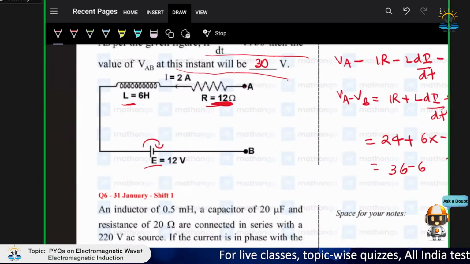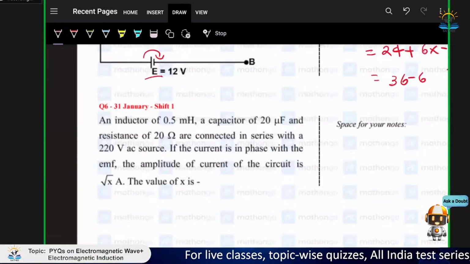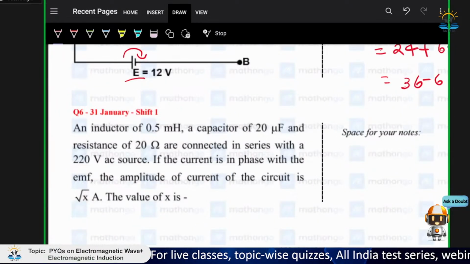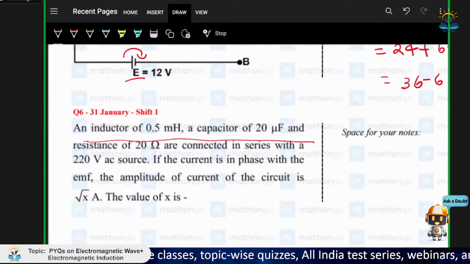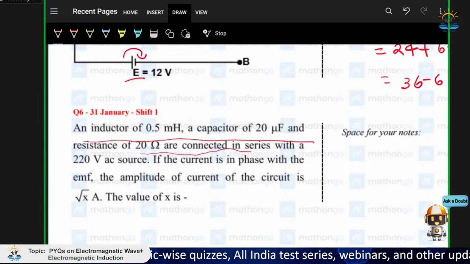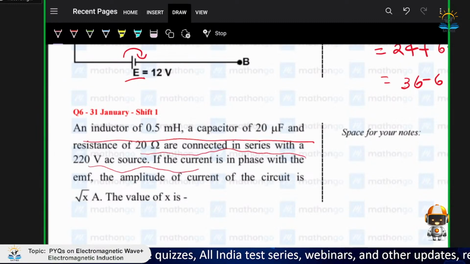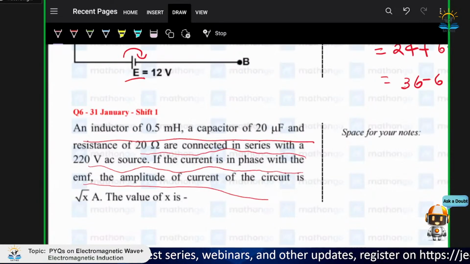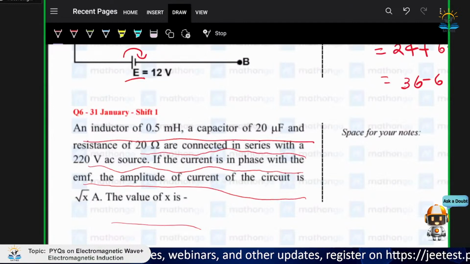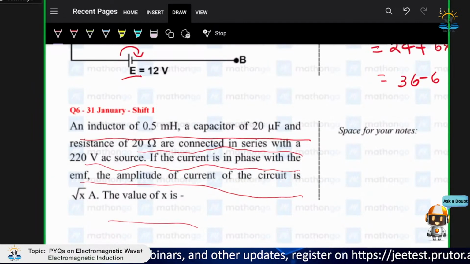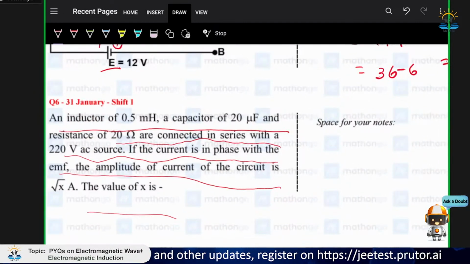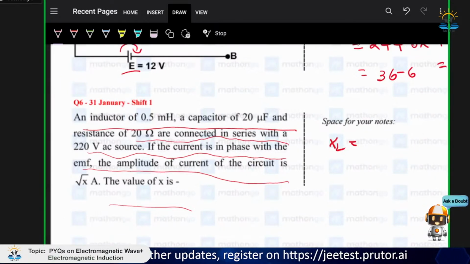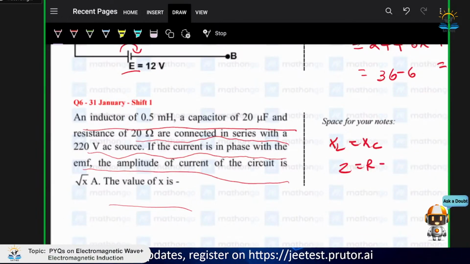Moving to next question. An inductor of 0.5 millihenry, a capacitor of 20 microfarad, and a resistance of 20 ohm are connected in series with a 220 volt AC source. If the current is in phase with the EMF, the amplitude of the current of the circuit is root X. The value of X is in phase. In resonance, we can write XL equal to XC. Impedance will be just the resistance only, that is 20 ohm.